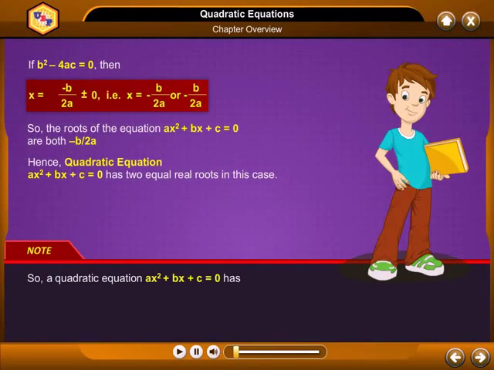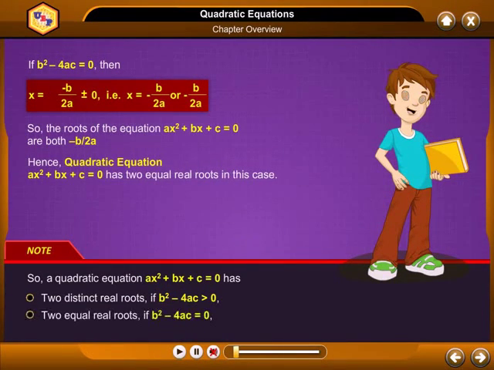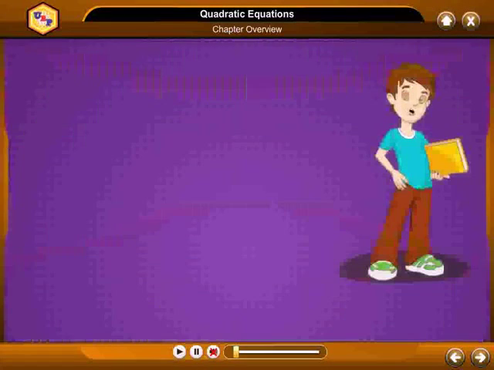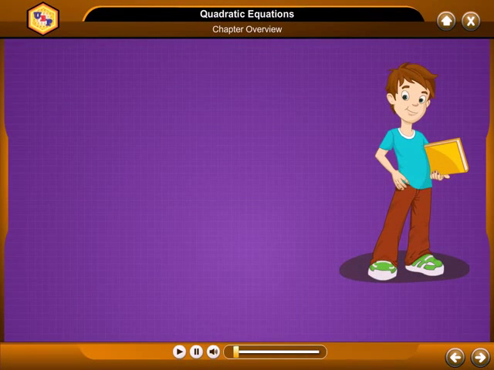So, a quadratic equation ax square plus bx plus c equal to 0 has 1. Two distinct real roots if b square minus 4ac is greater than 0. 2. Two equal real roots if b square minus 4ac is equal to 0. 3. No real roots if b square minus 4ac is less than 0. Let us consider some examples.